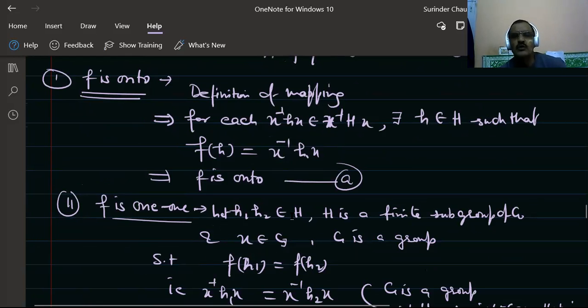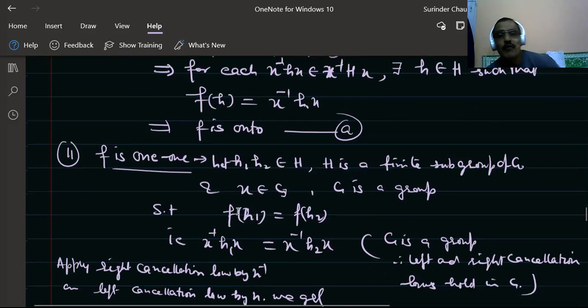So let us take two elements h1 and h2 belongs to H, where H is a finite subgroup of G, and x belongs to G, a group. How do we show that the mapping is 1-1? If x1, x2 belong to the domain and f of x1 is equal to f of x2 implies x1 equals x2, this is the method by which we show that the mapping is 1-1. So we are comparing the images. We have taken h1, h2 belonging to the domain, and if f of h1 is equal to f of h2, then the mapping is 1-1.